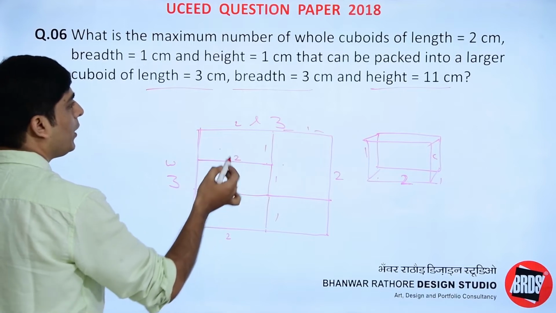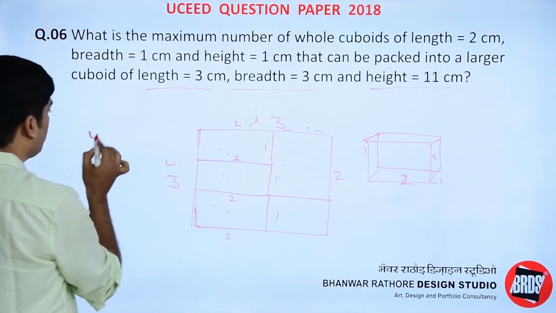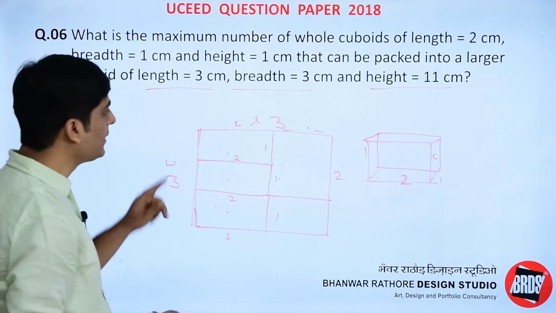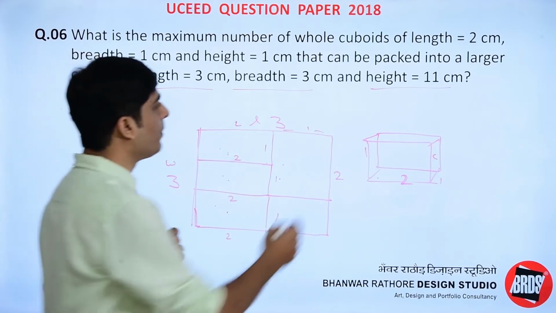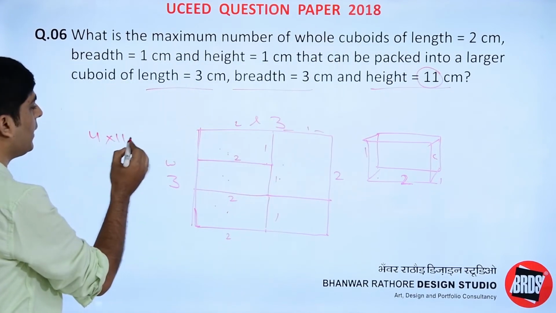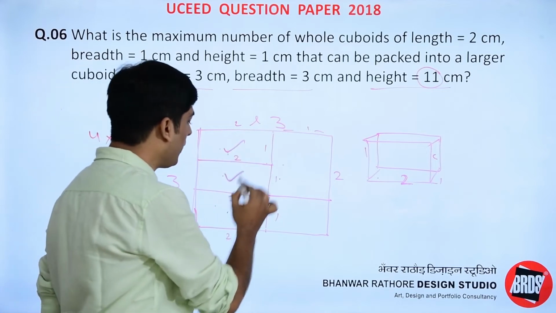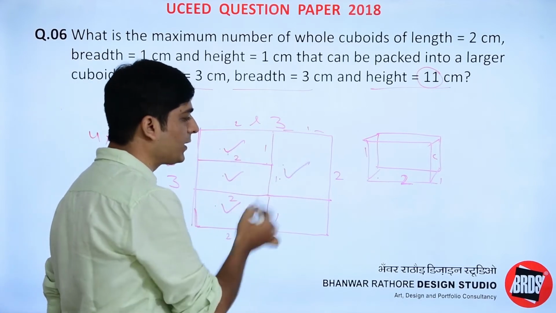How many cuboids are there? 1, 2, 3 and 4 on one layer, considering height as 1 centimeter. But we are having a height of 11 centimeter. So we will multiply this quantity with 11. So we have calculated all the cuboids which are possible on this place.